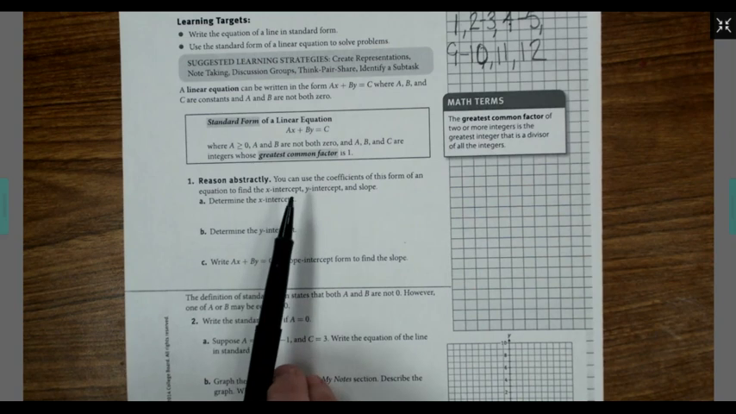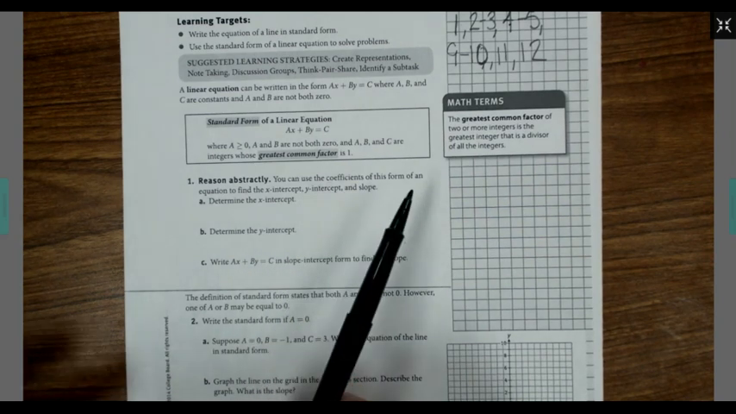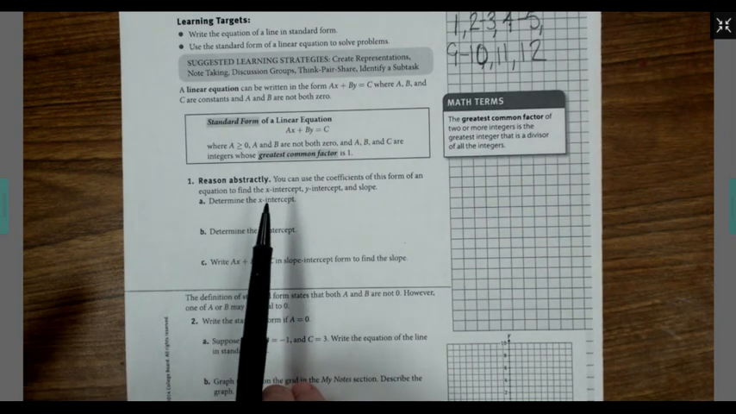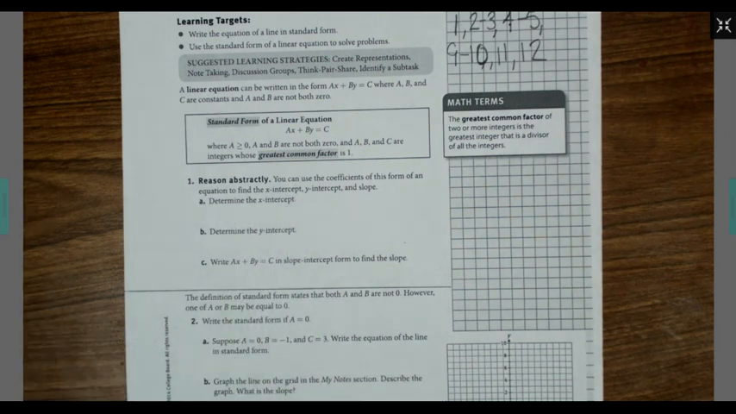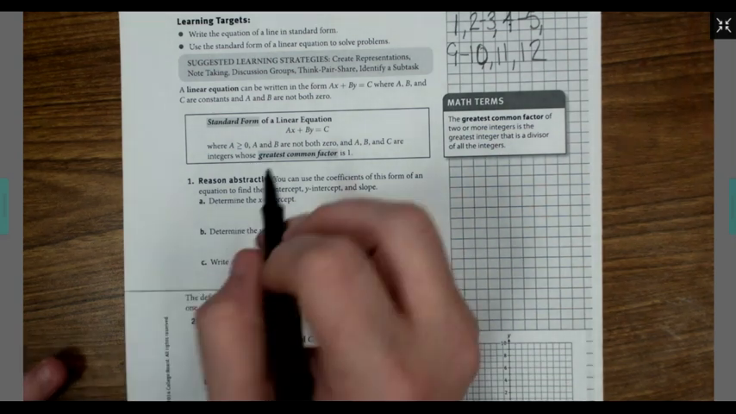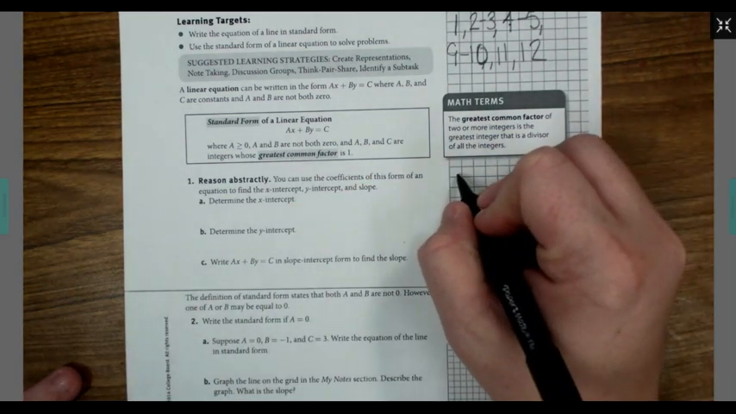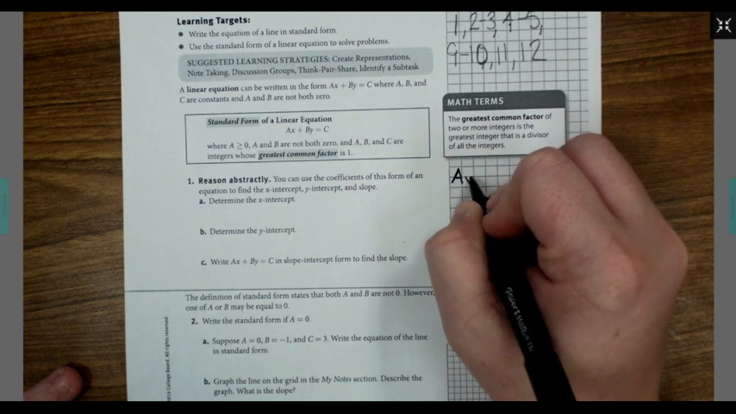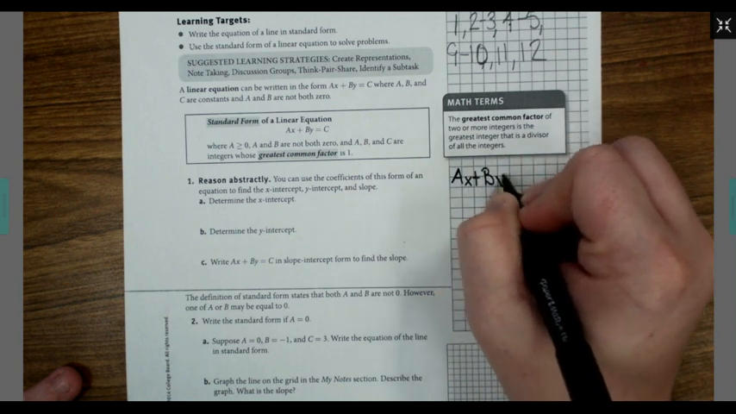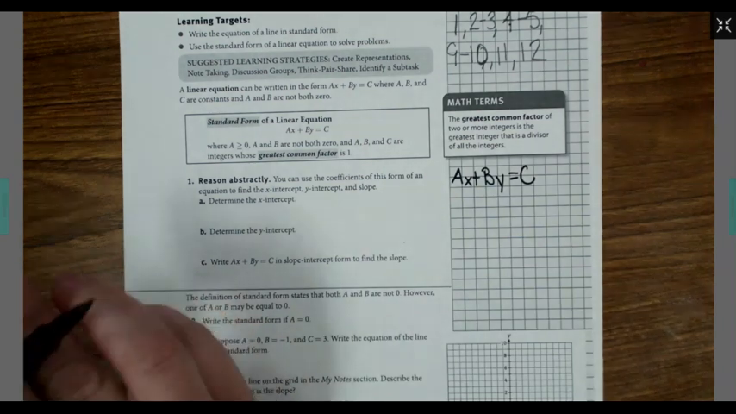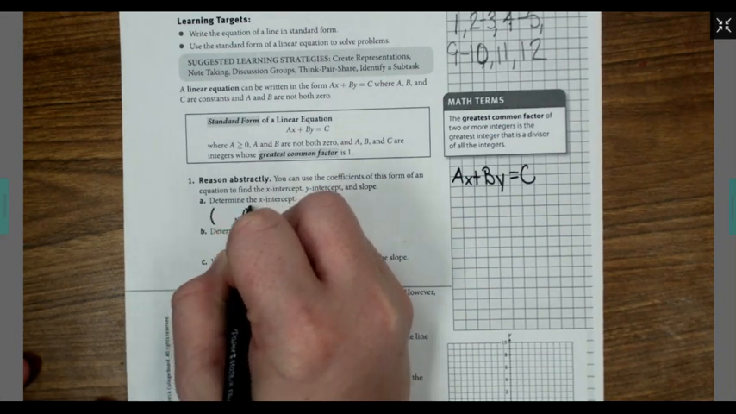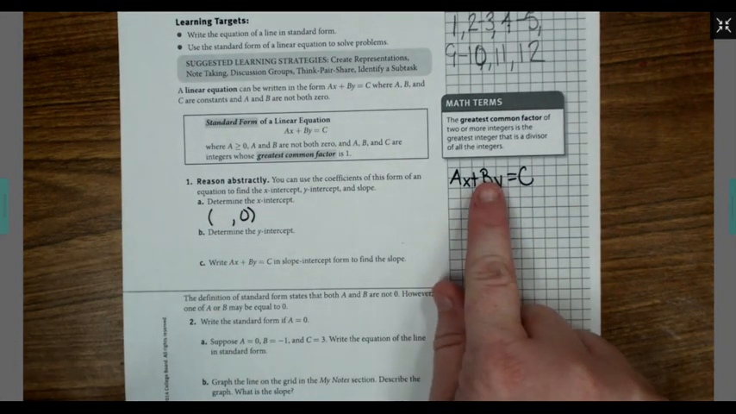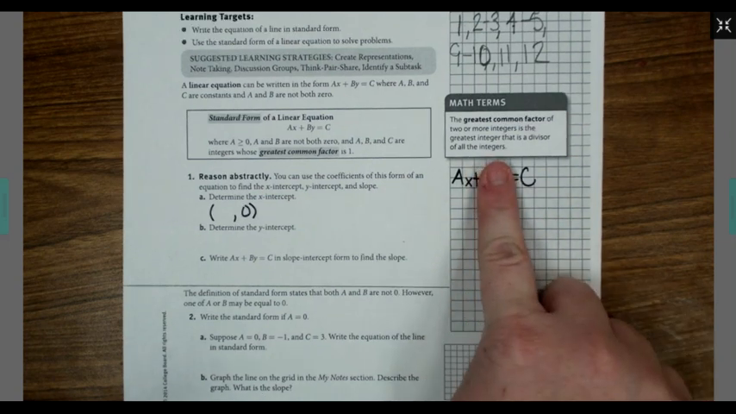reason abstractly. You can use the coefficients of this form of an equation to find the x-intercept, the y-intercept, and slope. Determine the x-intercept. Now, I'm going to put this off to the side. Remember, we're dealing with this equation right here. X-intercept is where y is 0. So I'm going to make y 0. Well, if y is 0, I'm left with ax equals c.